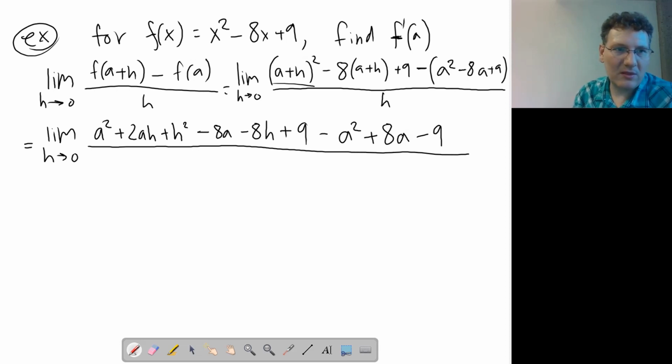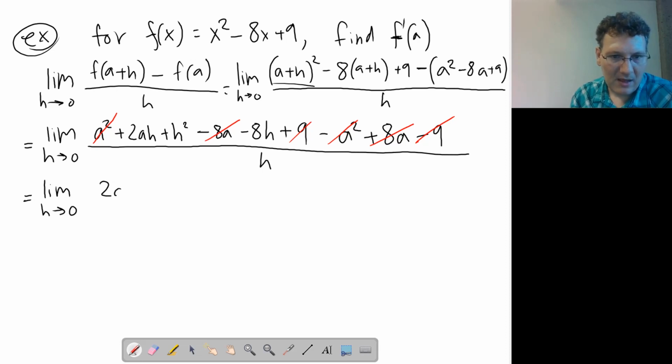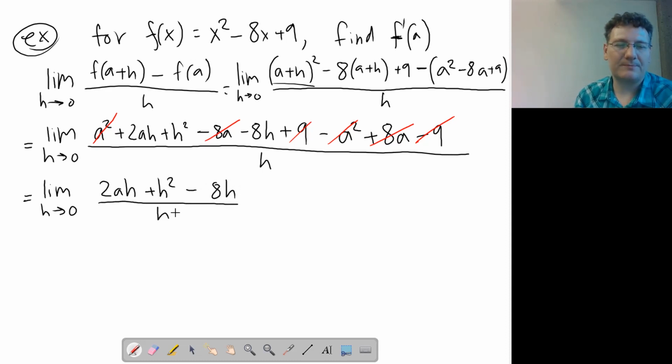And at this point, a lot of stuff does cancel. A squared and minus a squared. Minus 8a and plus 8a, and we have plus 9 and minus 9. I didn't even write the h underneath, but it's there. Now let's write this numerator now that all of that stuff is cleared out. We have 2ah plus h squared minus 8h. That's what that all is, all divided by h.